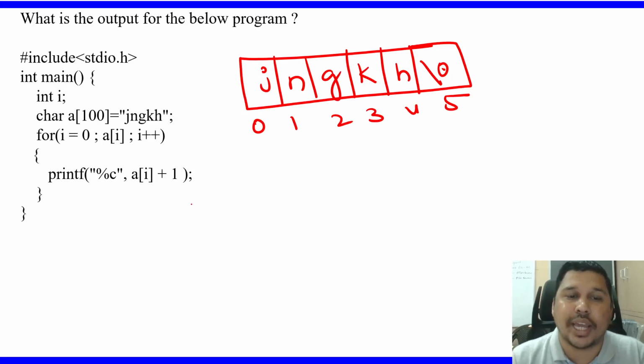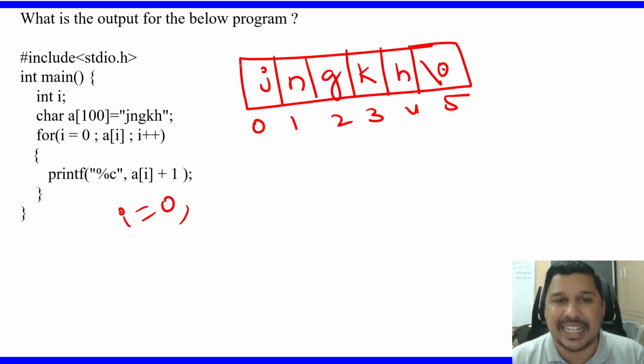For i=0, okay, the i value is 0. A of i is the 0th element, it is J. A of 0 is J, it is not null. Only if it is null or 0, it is false. Come here, enter into the loop. Printf percentile C, A of i plus 1. What is the A of i value? J plus 1. So what will it do?